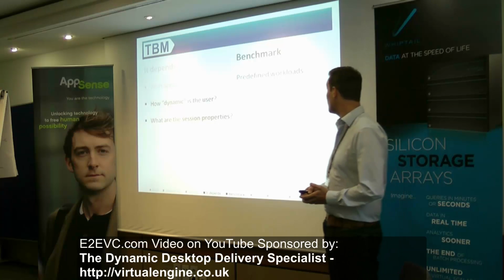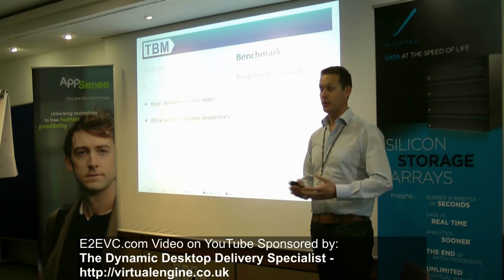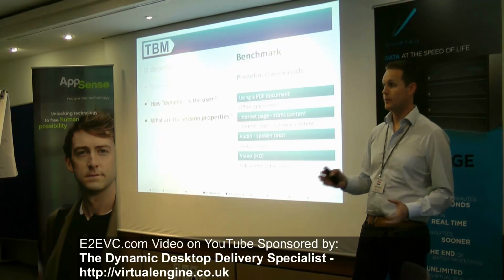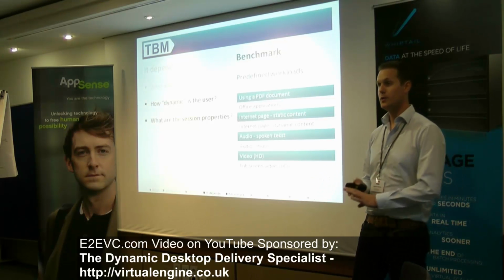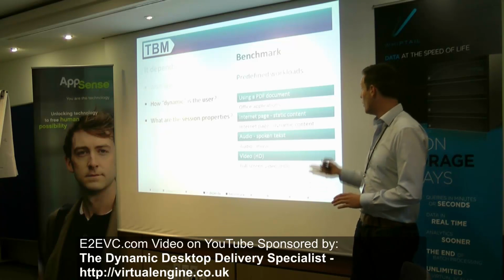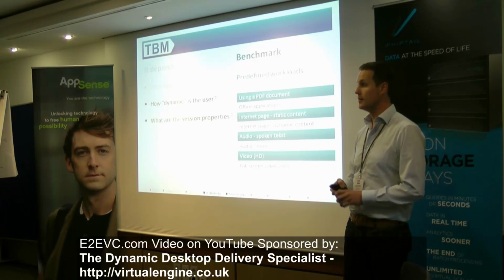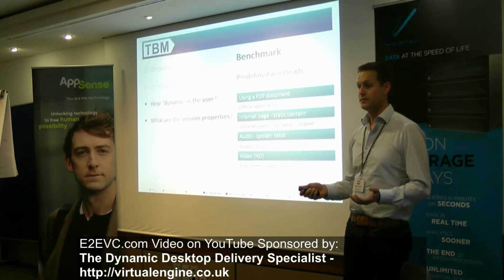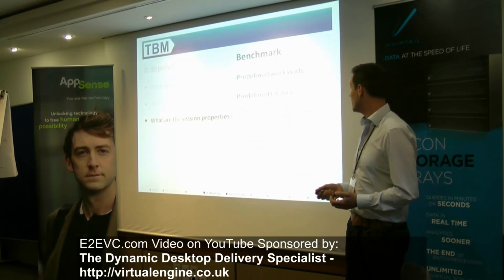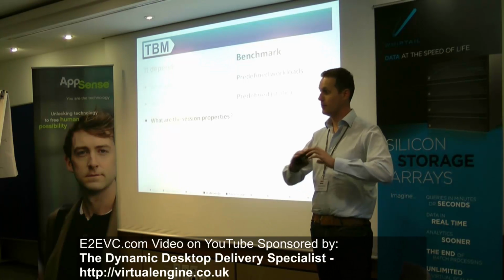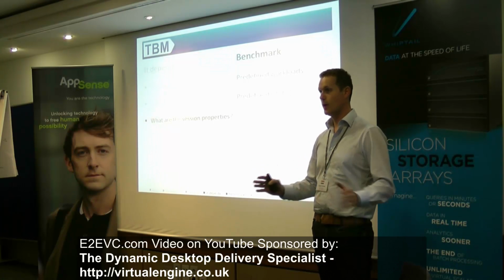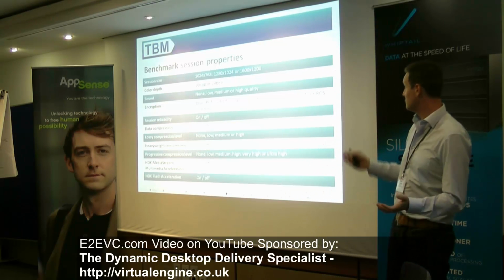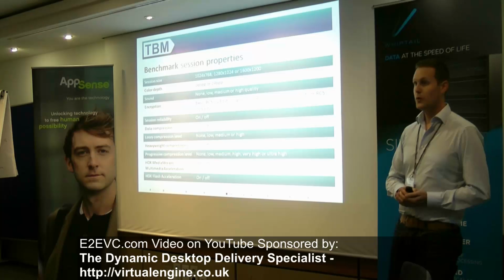So what I was looking for was a benchmark which had predefined workloads, like using a PDF document. How much bandwidth would I roughly need when I'm using a PDF document? Or office applications, or browsing the internet, whether it's a static or a dynamic page, or playing a video. And as a benchmark, I don't want it to be dynamic. I want it to be completely static. It's always the same.